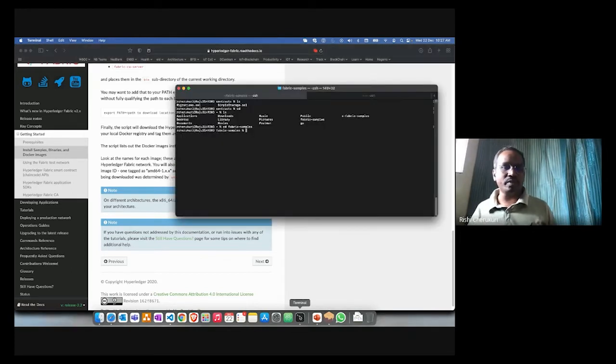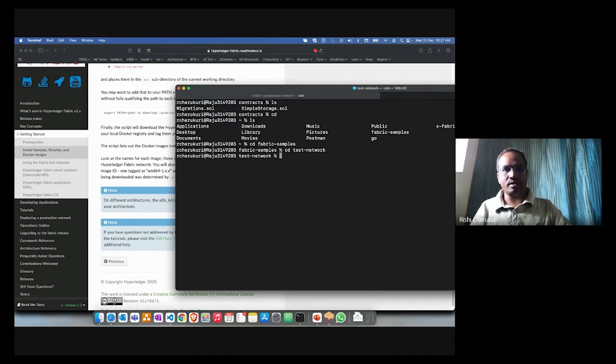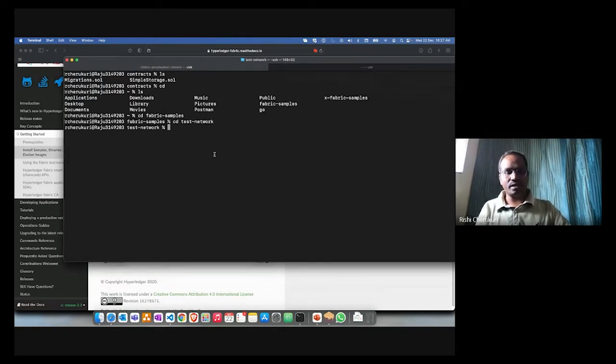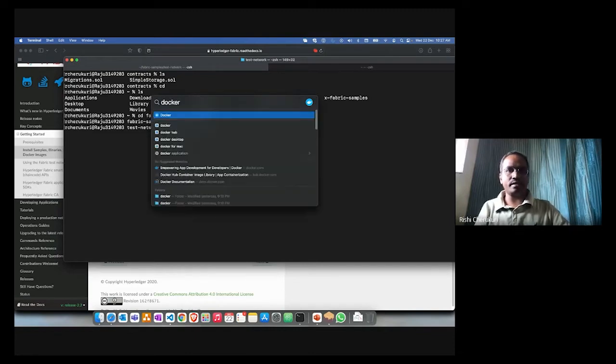Now, very simple thing, once you install Hyperledger Fabric, you can go into this test-network folder. Let me try increasing the font size. Okay, you can go into the test-network folder and you should be able to say ./network.sh up. Before you type this command, your Docker needs to be turned on.